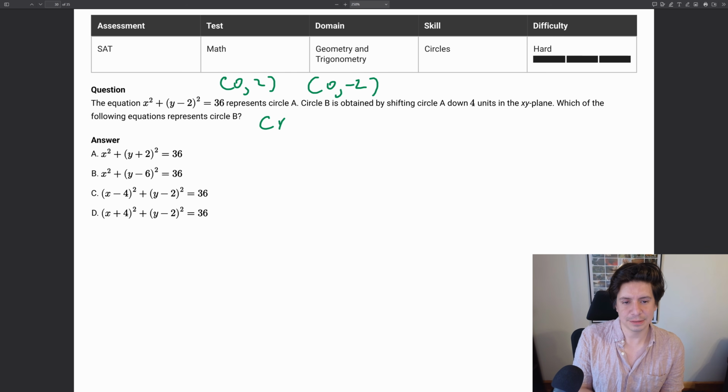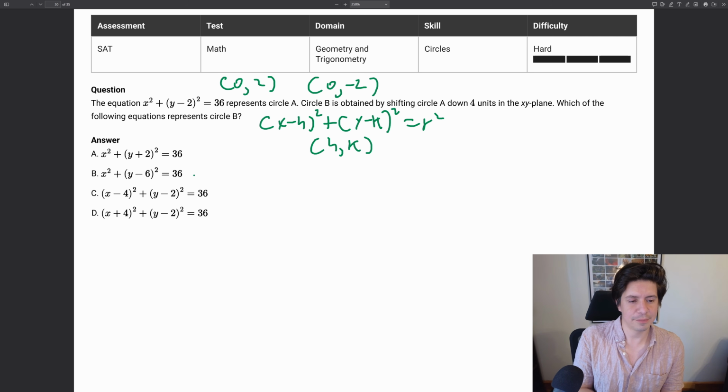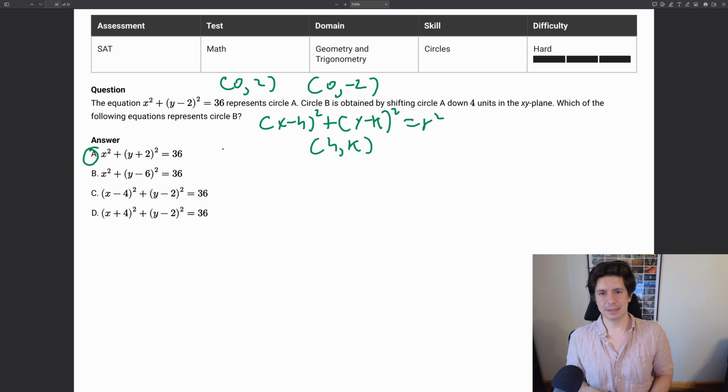Because we have (x minus h) squared plus (y minus k) squared equals r squared. That's our standard form, where h and k are the center. So it's going to be y plus 2 instead of y minus 2. And the only one that has that is A. And everything else stays the same. So this is one of the more straightforward hard questions, but you just want to understand the standard form for a circle.